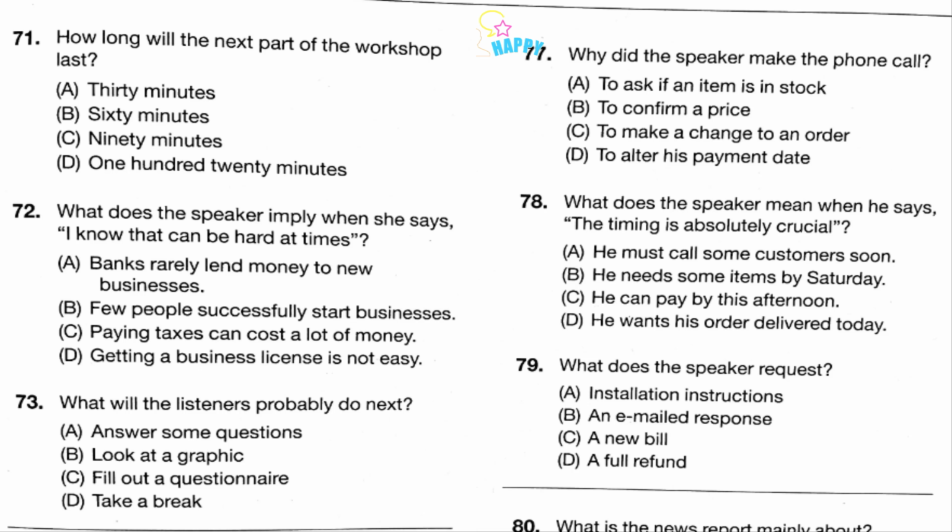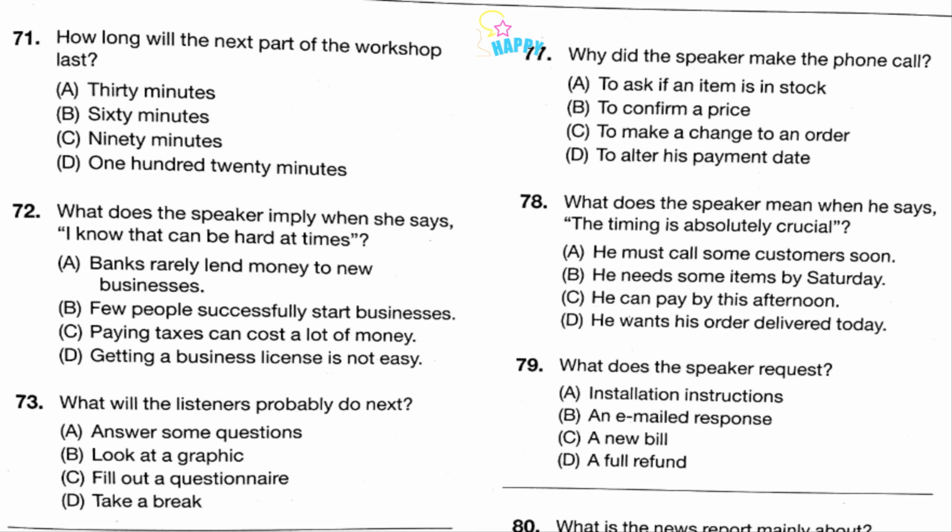Questions 71 through 73 refer to the following excerpt from a workshop. Now that we know how to establish a small business, we ought to move on to the next topic at our workshop. For the next hour and a half, I'm going to tell you how to acquire a business license and inform you about what kinds of government loans are available for business owners.